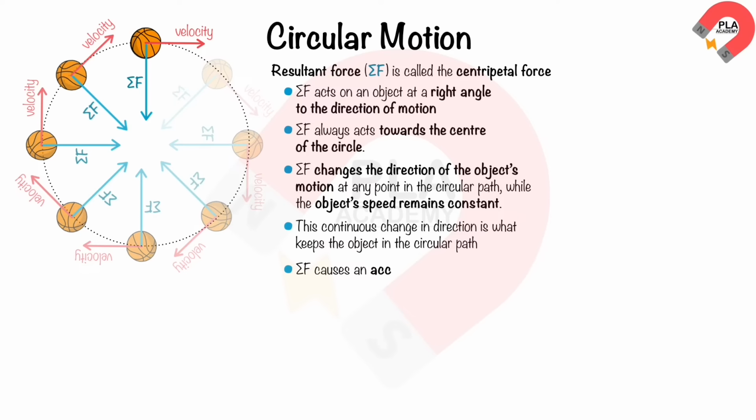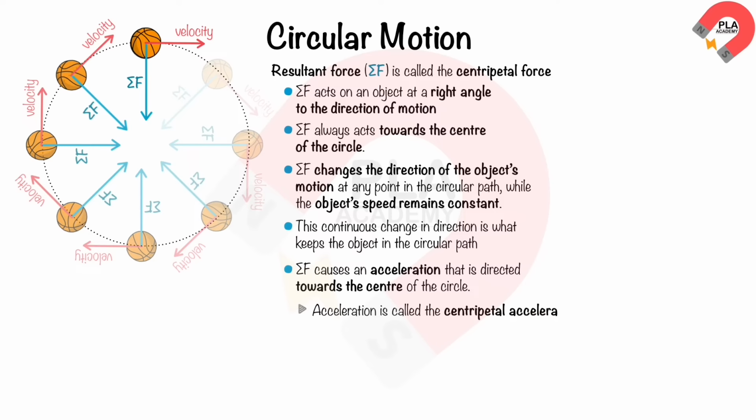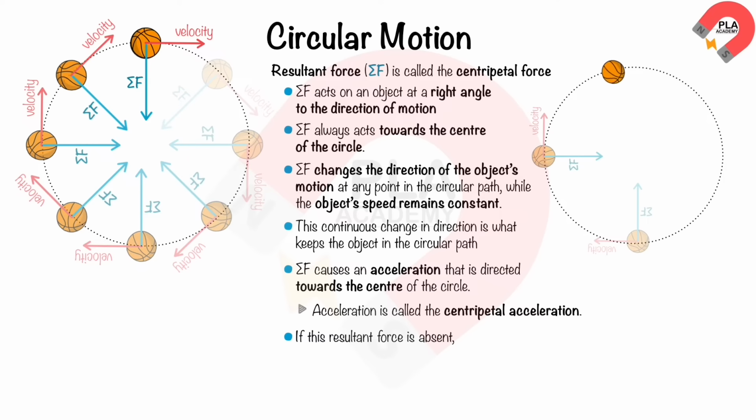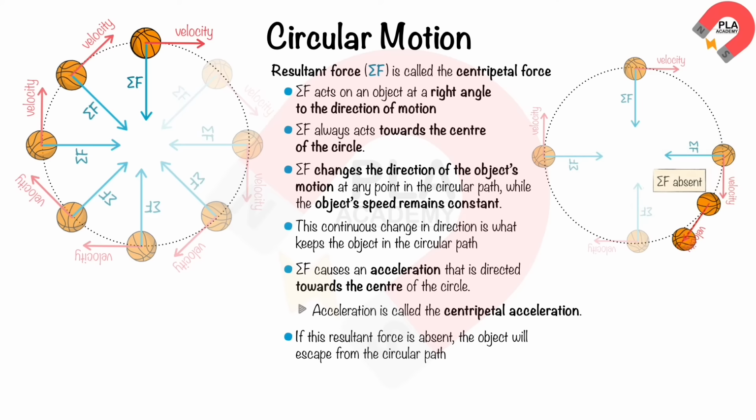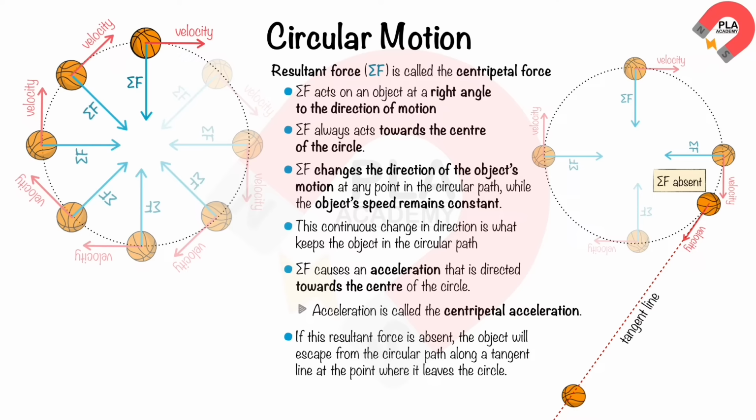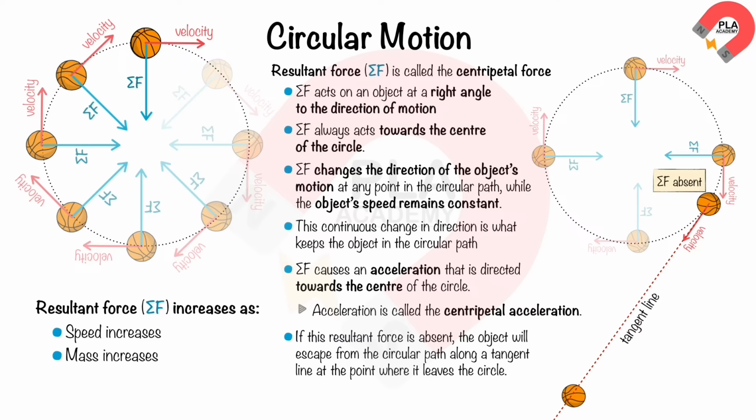This resultant force causes an acceleration that is directed towards the center of the circle. This acceleration is called the centripetal acceleration. If this resultant force is absent, the object will escape from the circular path along a tangent line at the point where it leaves the circle. The resultant force, or centripetal force, is increased as the speed of an object increases, the mass of an object increases, and the radius of the circular path decreases.